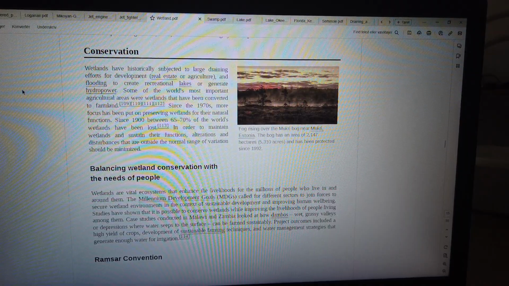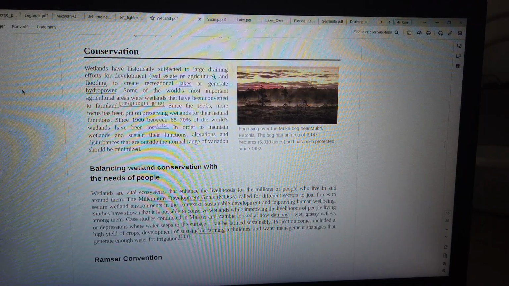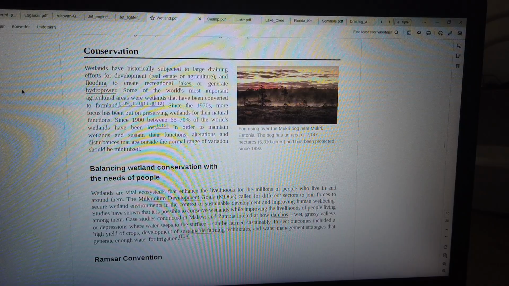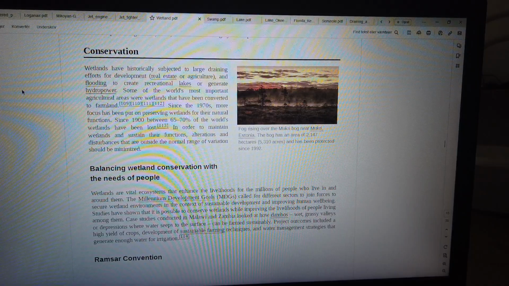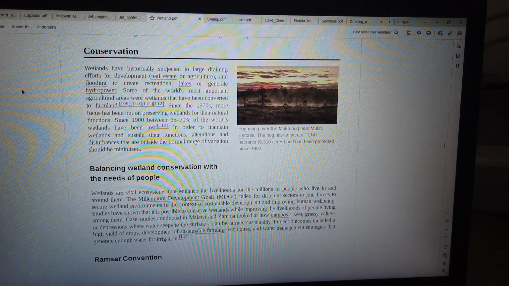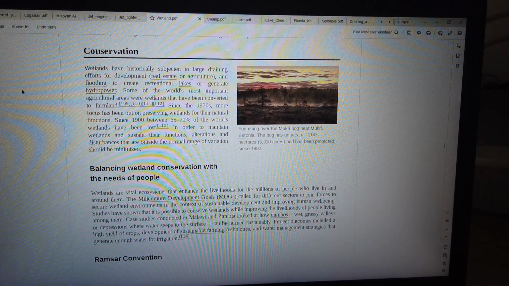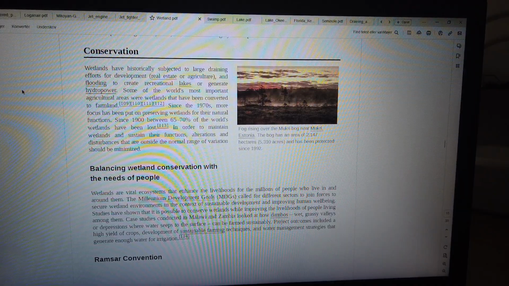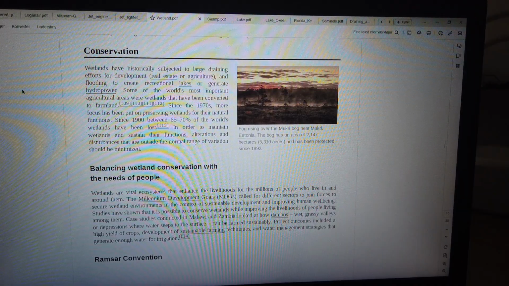Case studies conducted in Malawi and Zambia looked at how dambos, wet, grassy valleys or depressions where water seeps to the surface, can be farmed sustainably. Project outcomes included a high yield of crops, development of sustainable farming techniques, and water management strategies that generate enough water for irrigation.